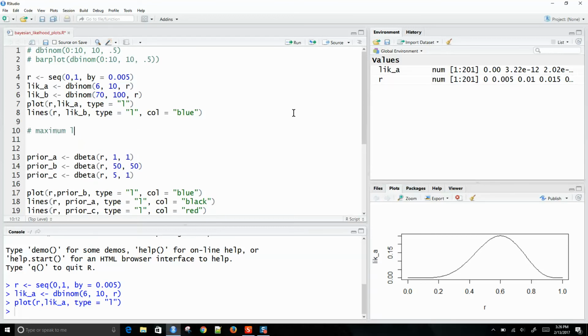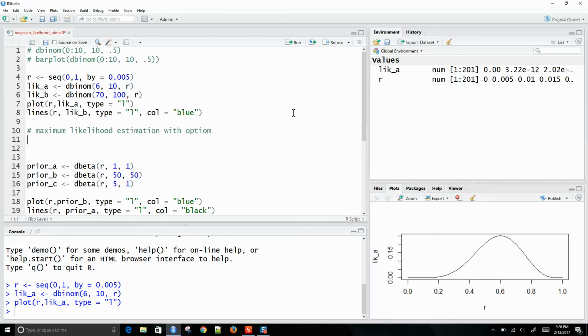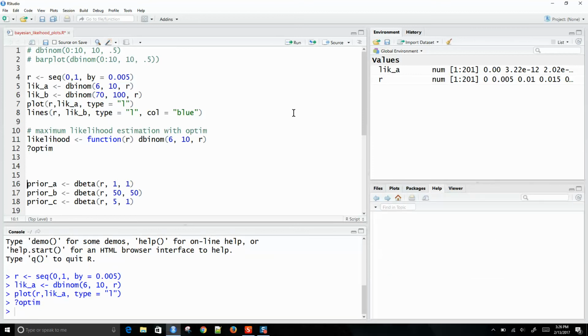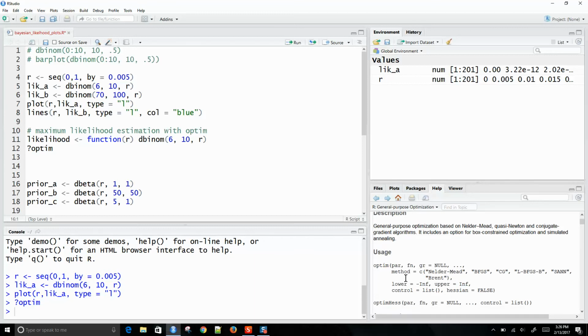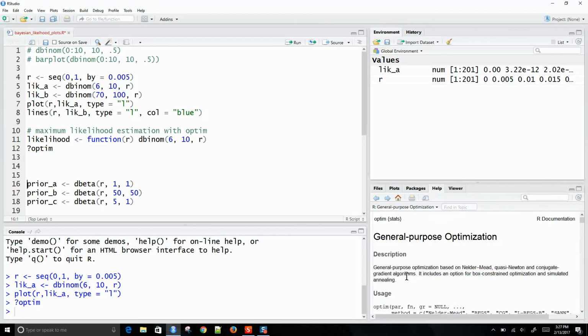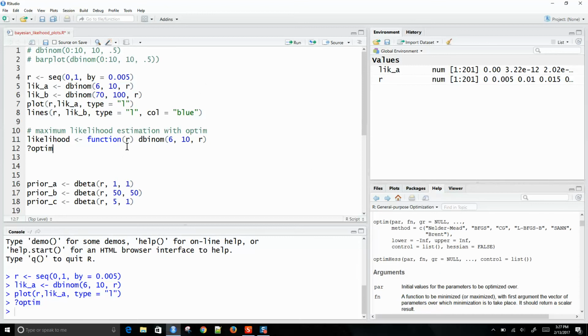So if I want to do maximum likelihood estimation with optim, first I would have to create a function, right? I'll call this function likelihood. This is going to be a function of r, and basically the likelihood is just this. This is effectively the function that I want to optimize, and I would just say optim. The way you run the optim function is you give it the parameter, in this case the parameter value r that we want to optimize, and then we give it the function. Let's start at 0.5, and the function that we want to optimize is the likelihood.